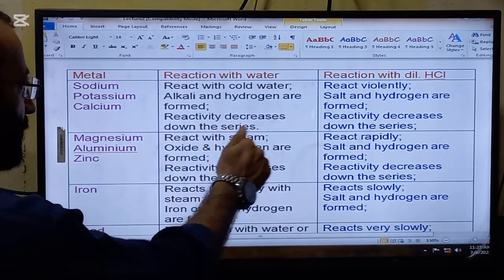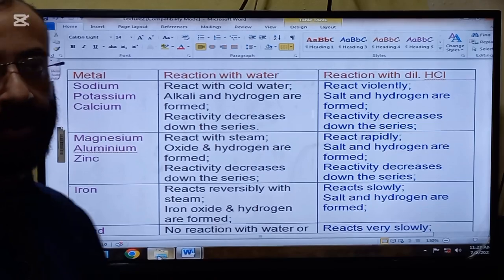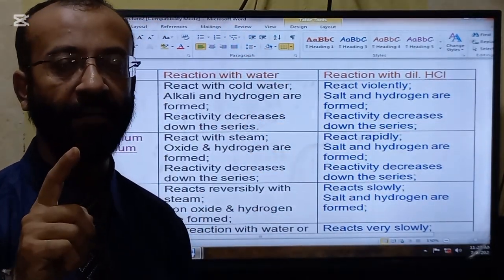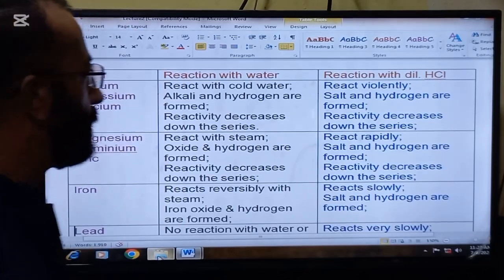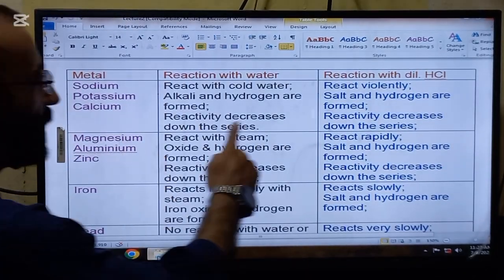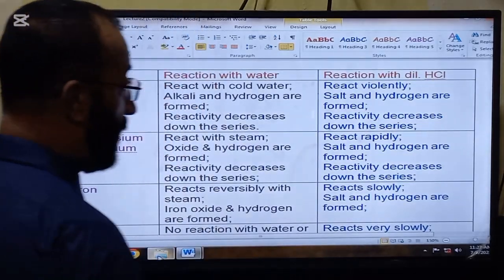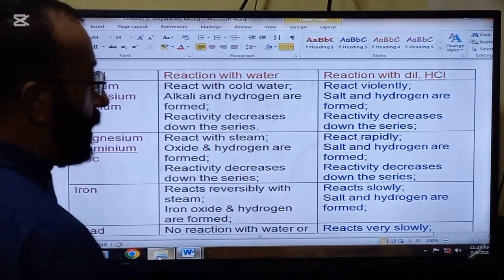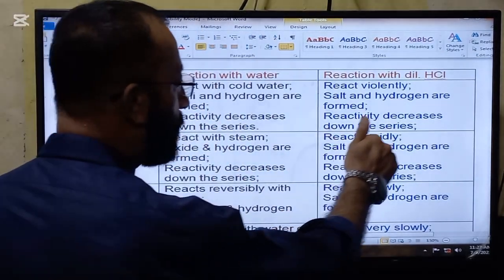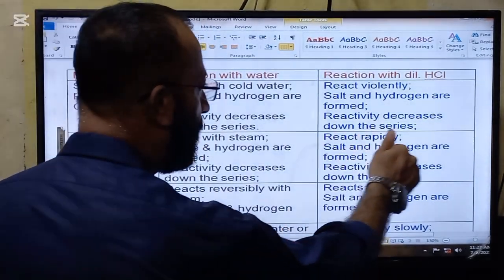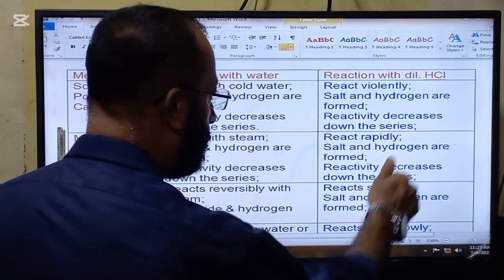Reactivity decreases down this series. So as we go from top to bottom, the reactivity of the metals decreases. These metals react with dilute HCl violently because these are very reactive metals. Salt and hydrogen are formed. Reactivity decreases down this series.